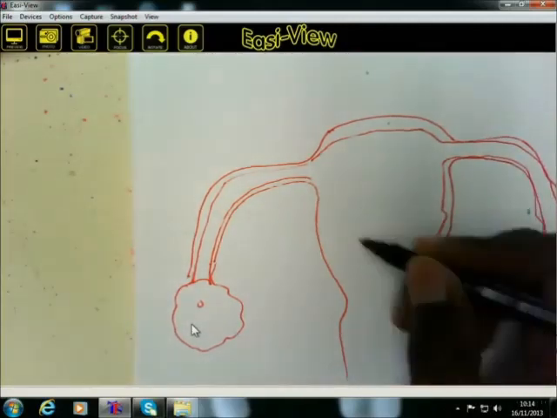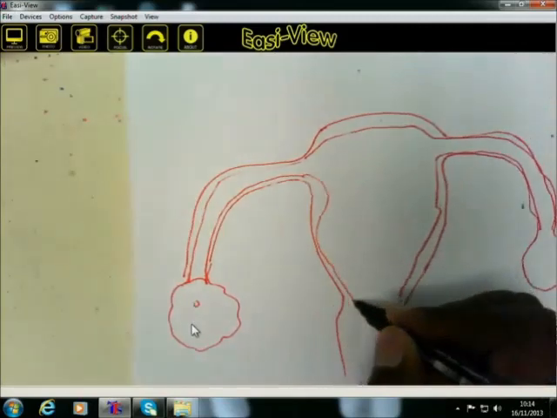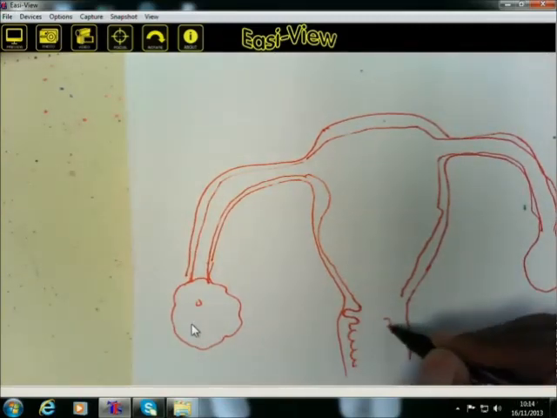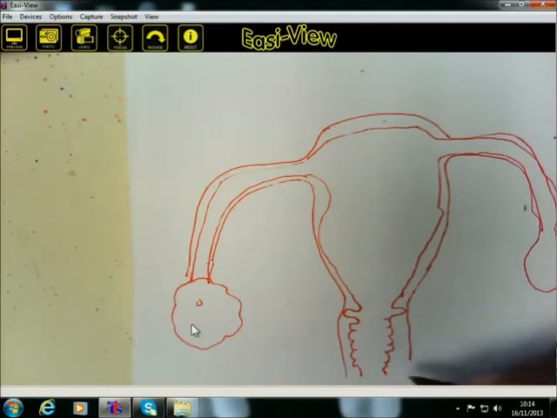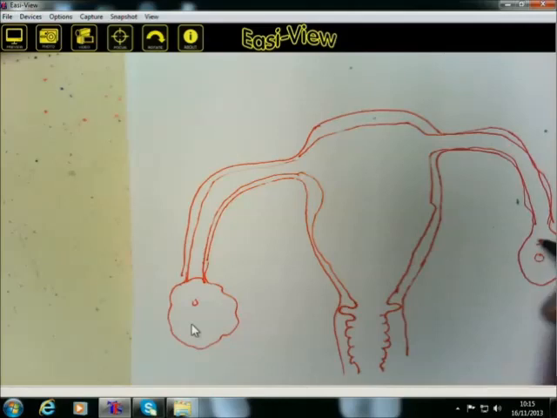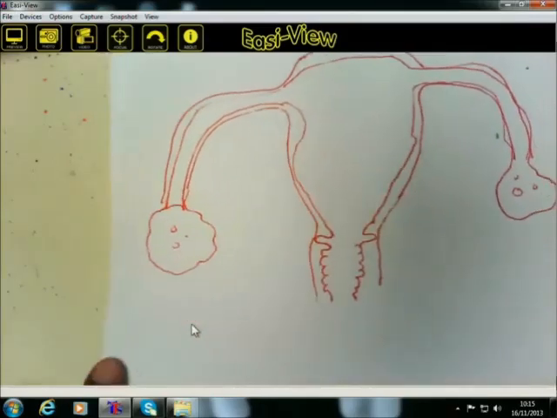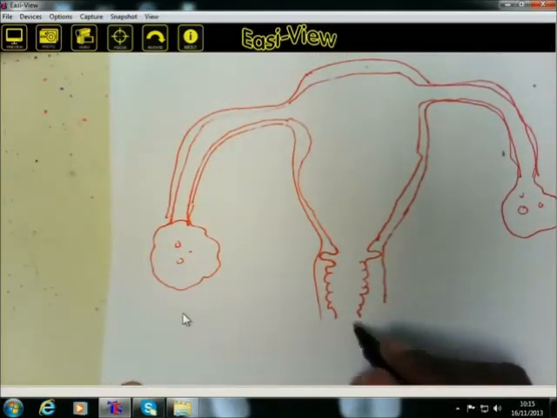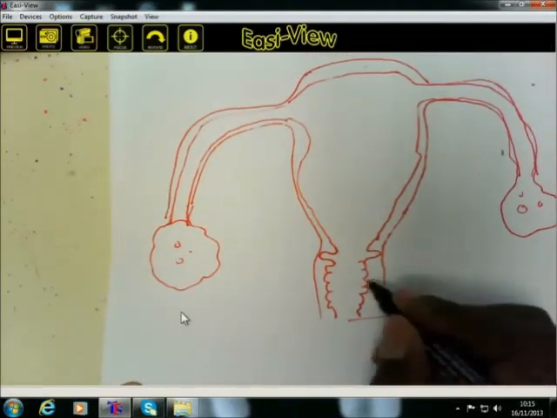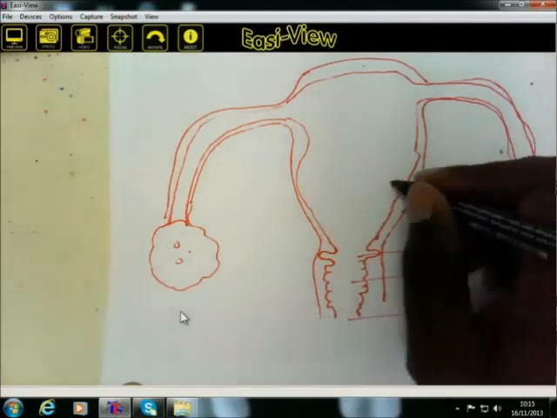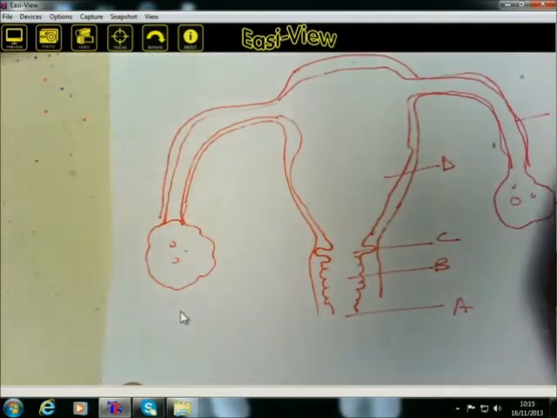Now, you need to be able to understand the parts of the female reproductive system. Here is a sketch that shows the female reproductive system. Firstly, what we have to do is label these parts. Part A, then part B, then part C here, then part D, and then E here, and then part F.